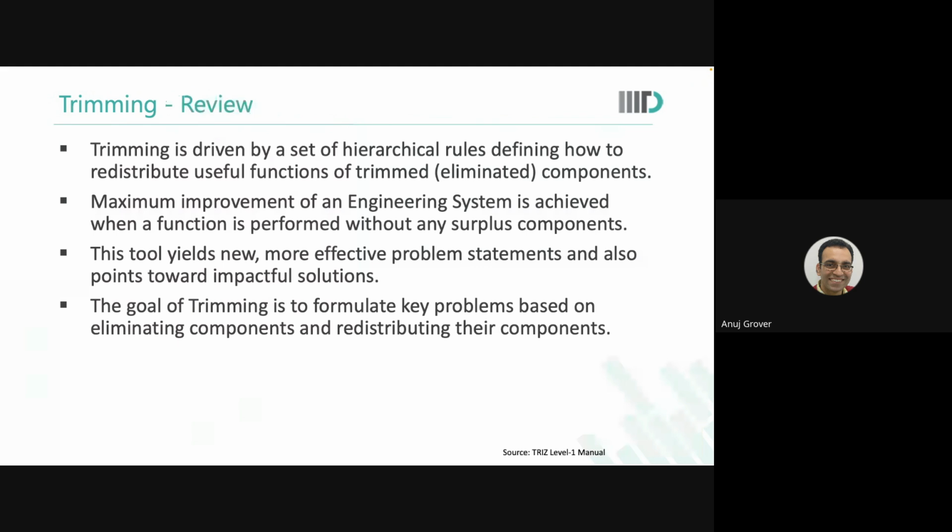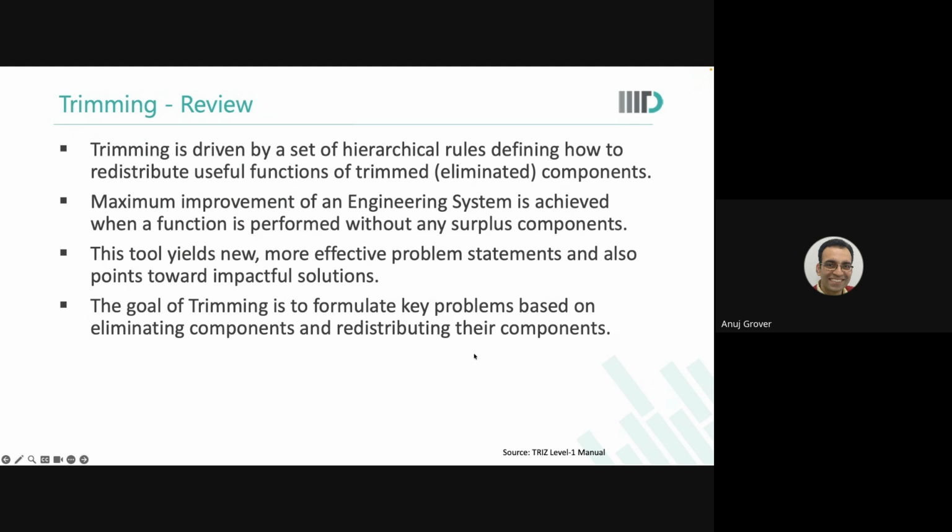So, looking at the exact definitions here, what is important to realize is trimming is driven by a hierarchical set of rules. You first try rule A, then rule B, then rule C. That is the method to arrive at the most efficient answer. Are you with me?